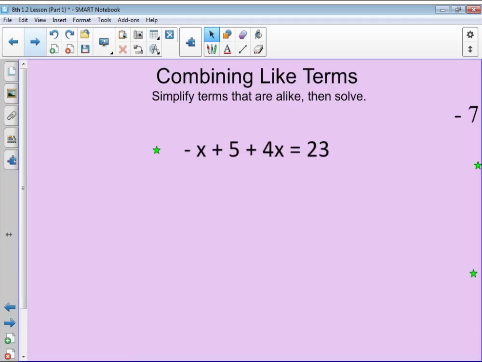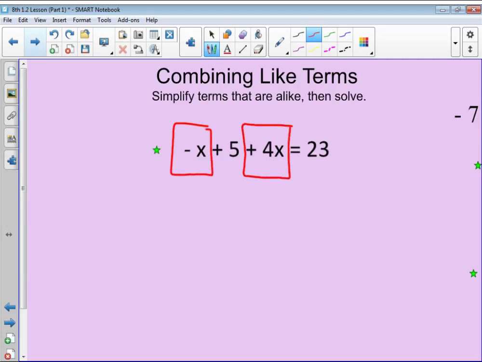Okay, so here's the next one. We've got -x plus 5 plus 4x equals 23. Our first step is to work with our x's. Now, I specifically picked this one, and here's why. That -x, we have to remember, when there's not a number there, it's implied that there is a 1. You have to realize that there's really a 1 there. And so now when we combine those x's, we have to think -1 and a +4.